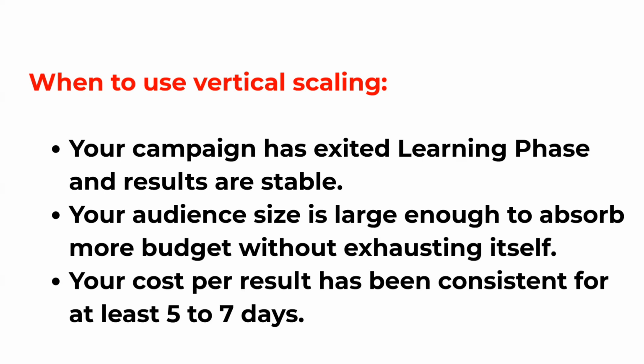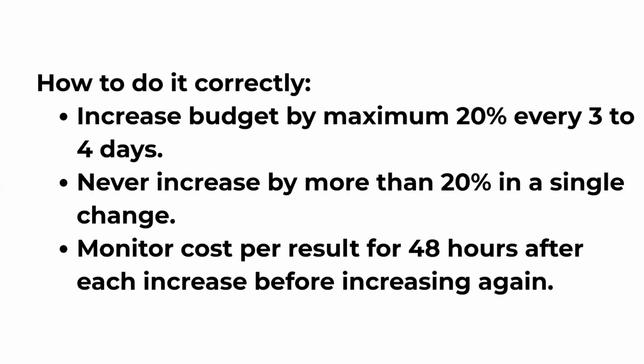All right. Your cost per result has been considered for at least 5 to 7 days. You don't need to even think about this. You must run your advert for 7 days before you think about scaling this advert. Now, I'm going to show you how to do it correctly. Number one, increase your budget by maximum 20% every 3 to 4 days. Okay. 20% of your current budget is what you are going to be increasing. So if you have a 5,000 naira budget per day, think about what is the 20% of 5,000. That is the amount you are going to add into your budget.